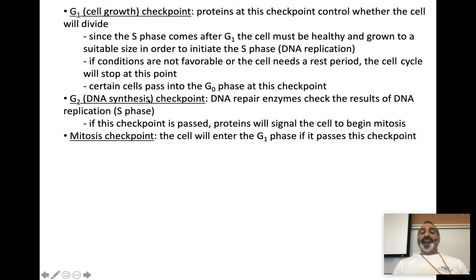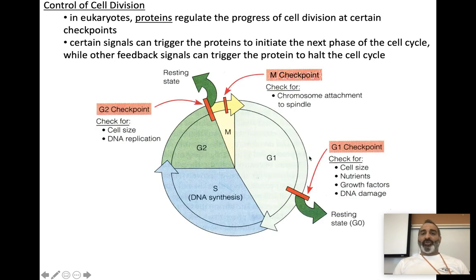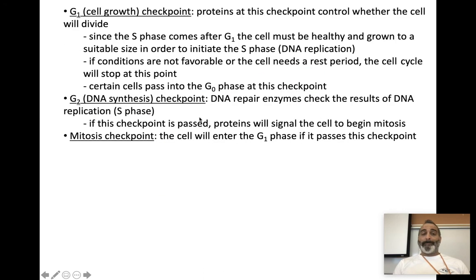Then the G2 checkpoint. So I'm going to go back to show you the G2 checkpoint. We just finished the G1 checkpoint. Now we're all the way over here at the G2 checkpoint. The G2 checkpoint is right before mitosis, in case you're forgetting. At the G2 checkpoint, DNA repair enzymes make sure that when it copied its DNA in the S phase, things did not go wrong.